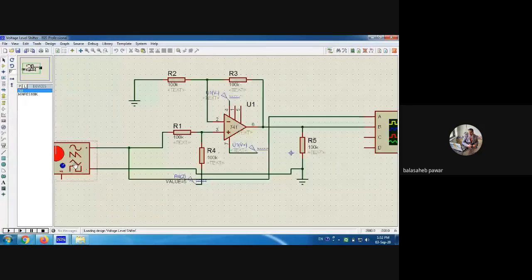For example, if my input signal is a 1 volt peak signal, it may be sinusoidal, triangular, or square. For the shown diagram, what will the expected output be? Don't consider this one.